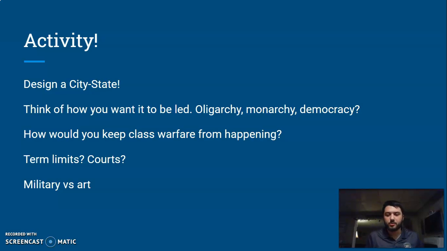How would you prevent class warfare from happening like Solon did or like Lycurgus? Does everyone have a right to court? How big is the court? Do you need hundreds of thousands of people voting? Or do you just need a small group? How is that picked? And then would your society be focused on its military, or would you rather focus on art and theater? So work in groups and come up with something. We'll present that at a later date.